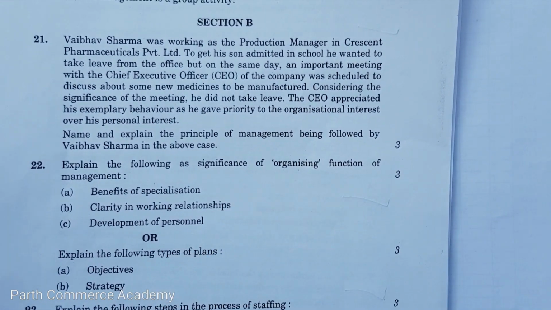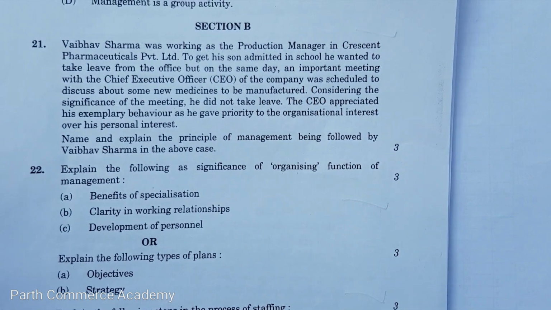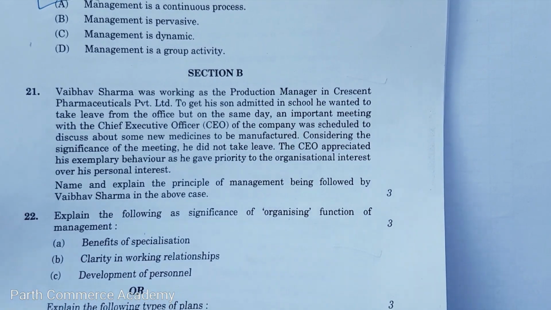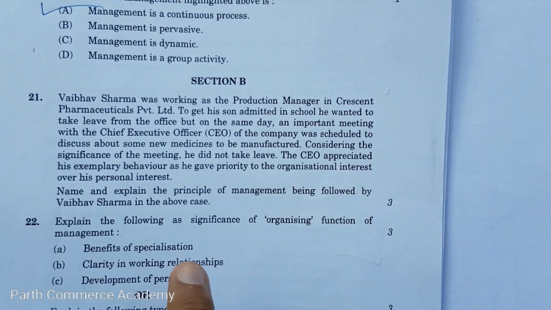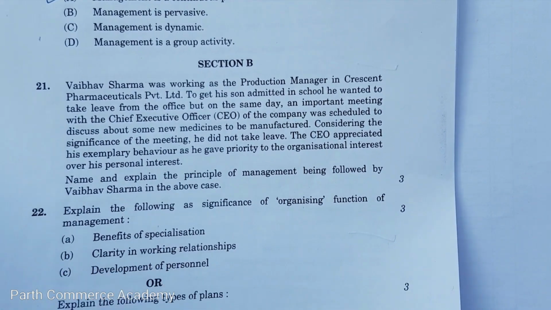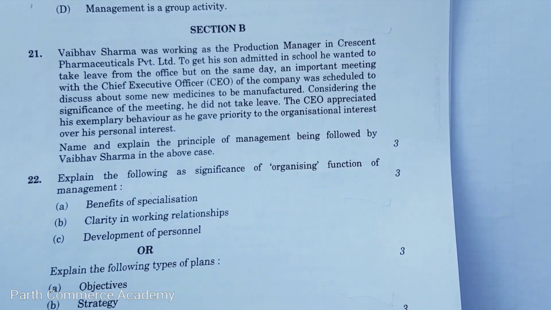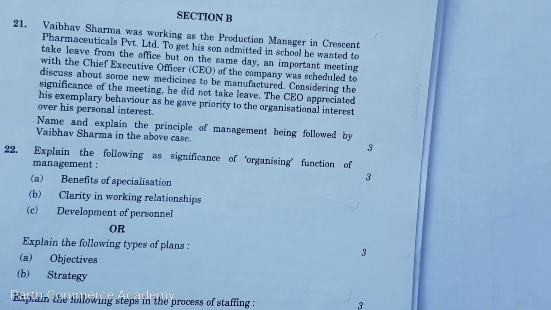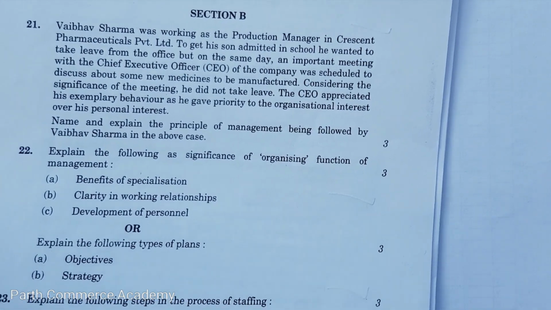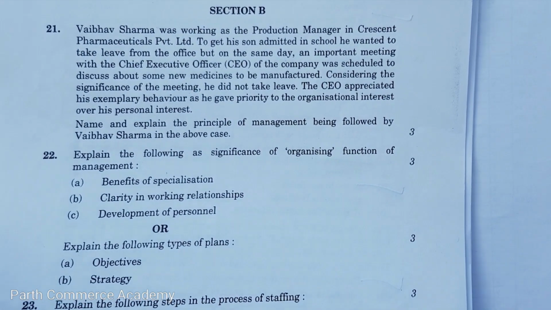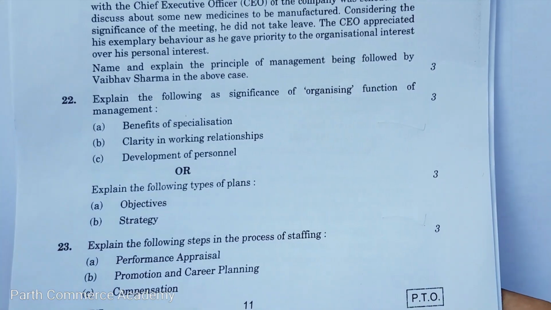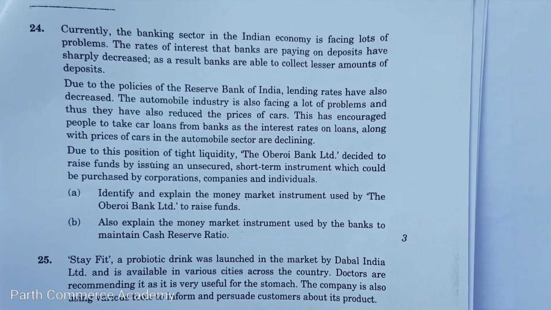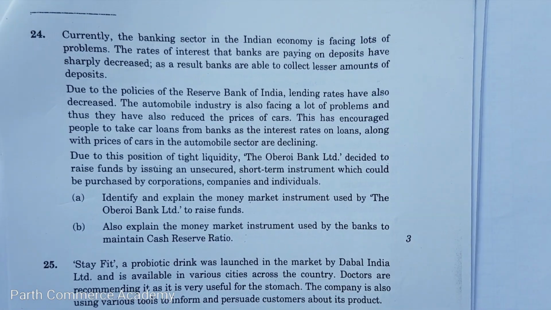Name and explain the principle of management being followed by Vaibhav Sharma in the above case. So only one principle of management you have to explain. So here you can see the person has given more importance to organizational interest. So that's why which principle is he following? Obviously the principle is subordination of individual interest to general interest, and that you have to explain. Okay. Next, questions 22 and 23 are direct questions, so we are not discussing them. Next, question 24 is a case study, so we will discuss it.